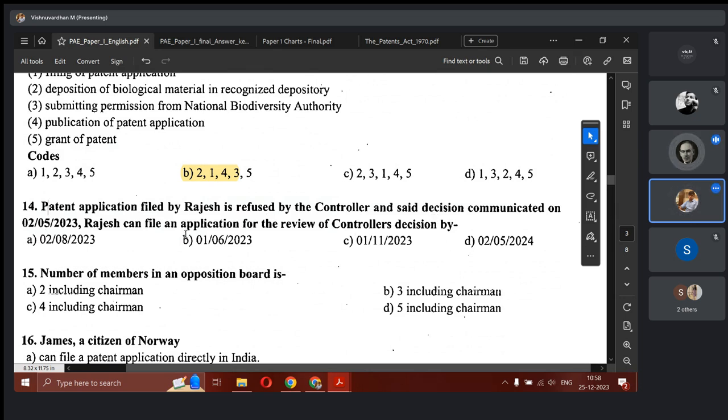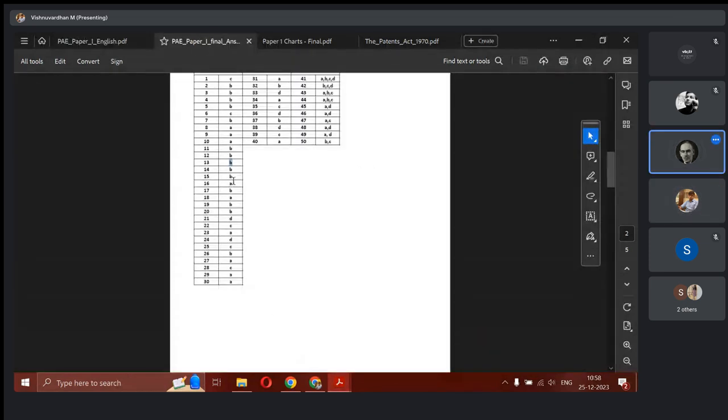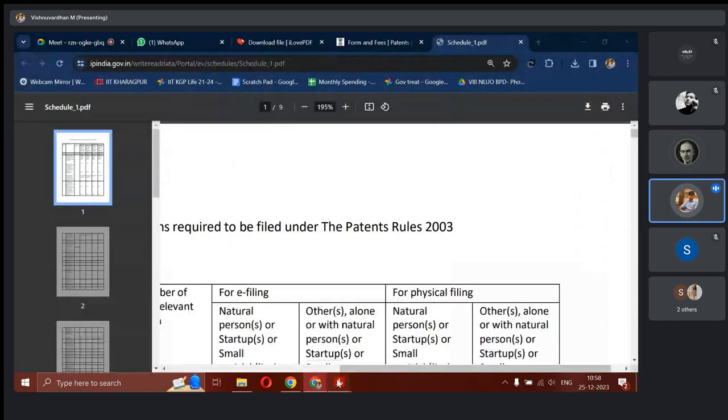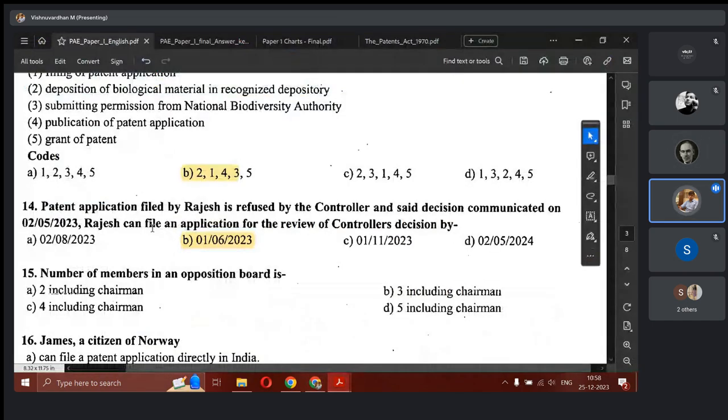So it has to be Section 77, clause 1 G and F, I think. So what is the answer then? Let me just check. So 14 is B. Okay. So the answer is again 1 month only. So always, whenever a decision is made by the parent office of the controller, you get 1 month's time. In general.